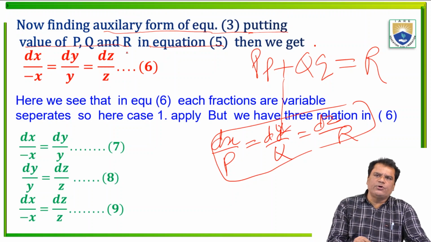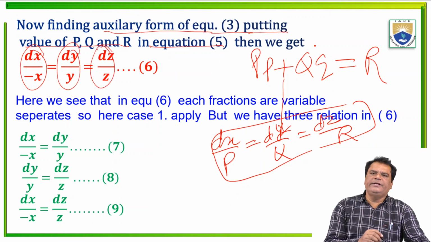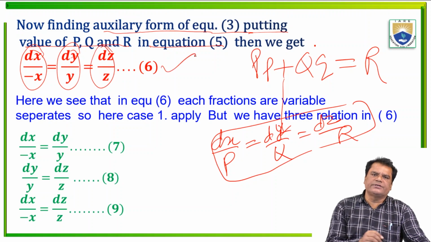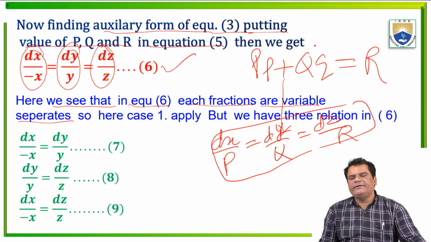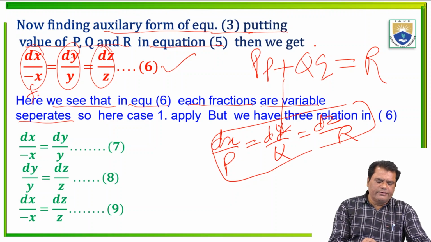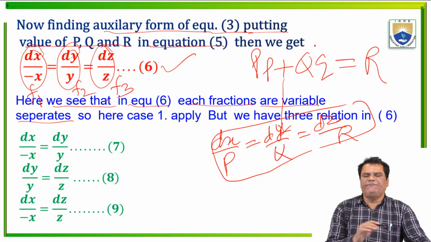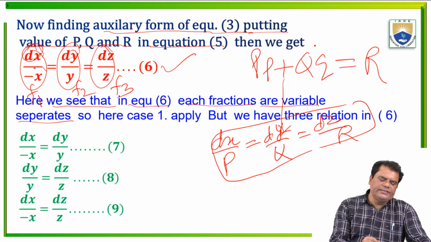After putting the values of P, Q, R in 5, we get dx upon minus x, dy upon y and dz upon z, and these are equal to each other. This is equation 6. Here we see that in equation 6, each fraction has variables separate. What is variables separate? This is fraction 1, this is fraction 2 and this is fraction 3. F for fraction. So this is the numerator and this is the denominator.